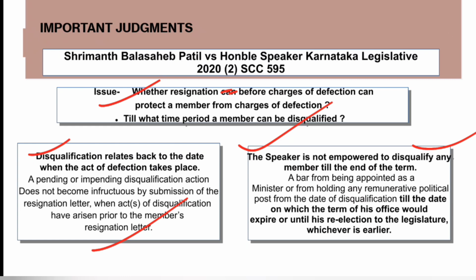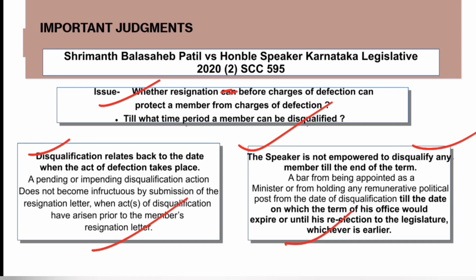So either the end of the term or re-election, whichever takes place earlier, is the rule. It's not that if he's re-elected before the end of the term of his previous election, then he can hold offices, a remunerative post or a political post, being a minister after his re-election, even if that happens before the end of the term of his previous election.